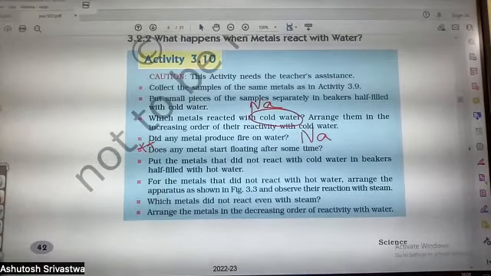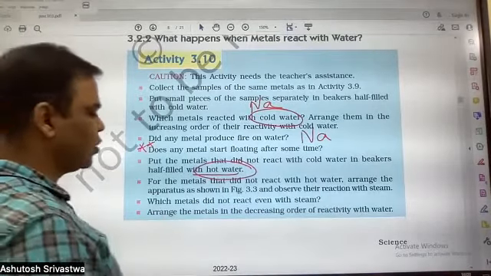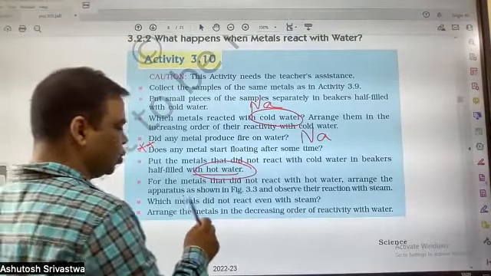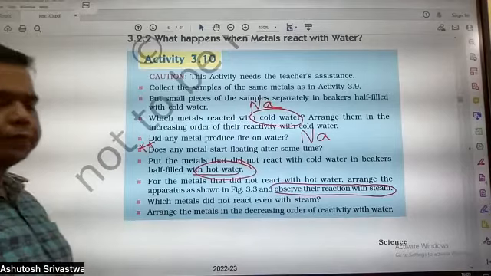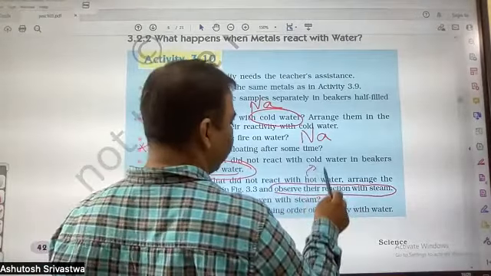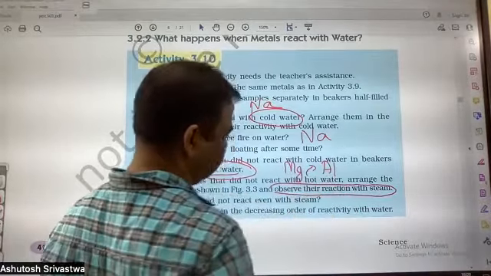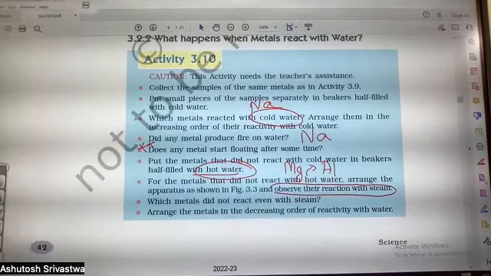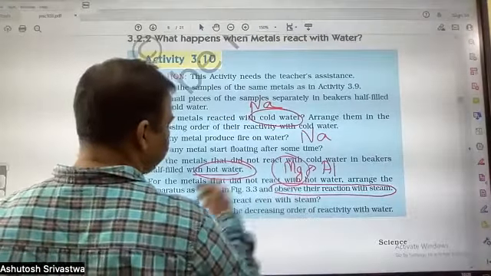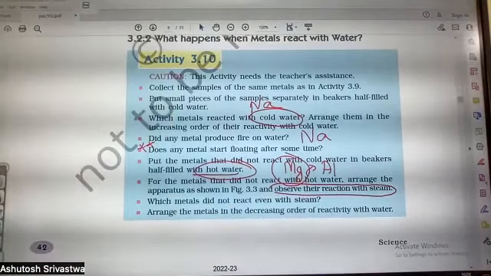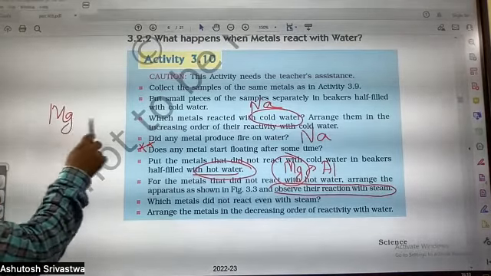Put some metals that do not react with cold water in a beaker half filled with hot water. For the metals that do not react with cold water, arrange the apparatus as shown and react with steam. So which will react with hot water? Aluminium, magnesium. So magnesium will react with hot water. Okay. So magnesium reacts with hot water to produce what? Magnesium hydroxide.